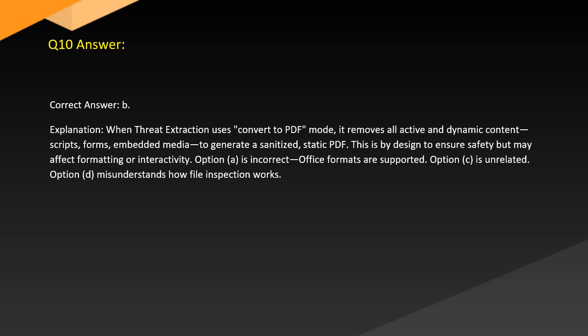Answer. Correct answer: B. Explanation. When threat extraction uses convert to PDF mode, it removes all active and dynamic content, scripts, forms, and embedded media to generate a sanitized, static PDF. This is by design to ensure safety but may affect formatting or interactivity. Option A is incorrect. Office formats are supported. Option C is unrelated. Option D misunderstands how file inspection works.